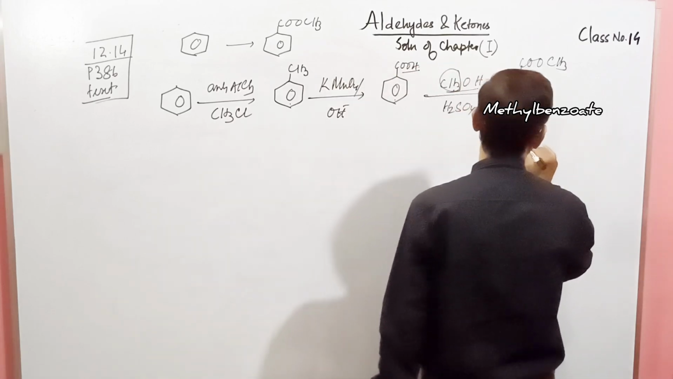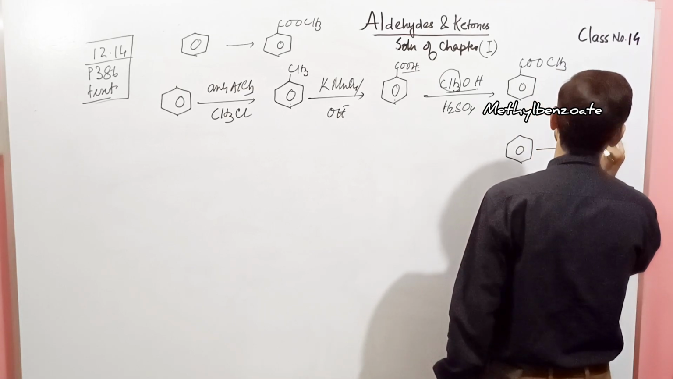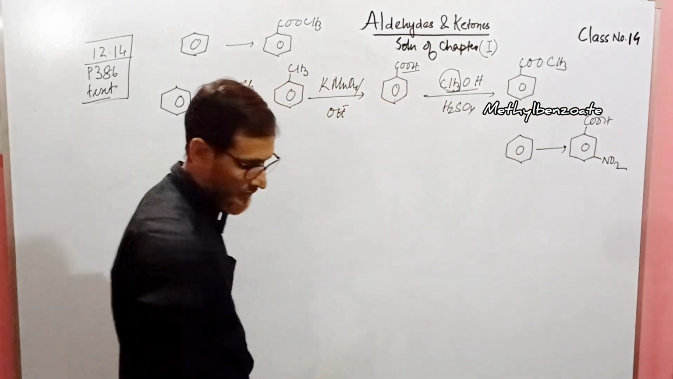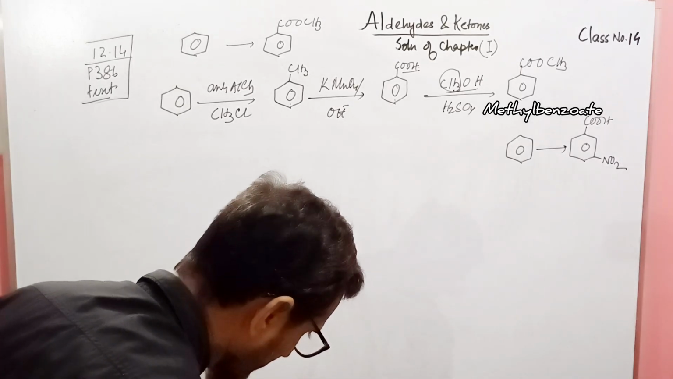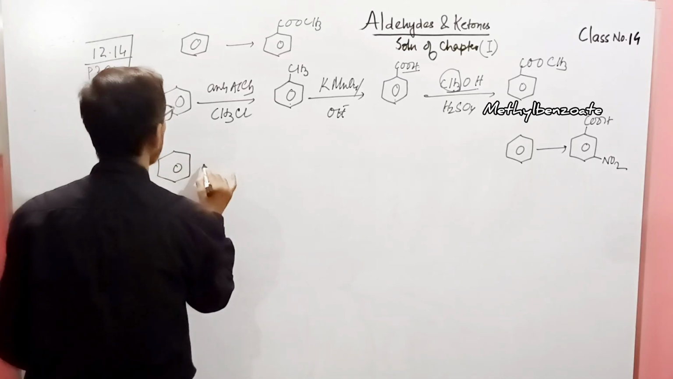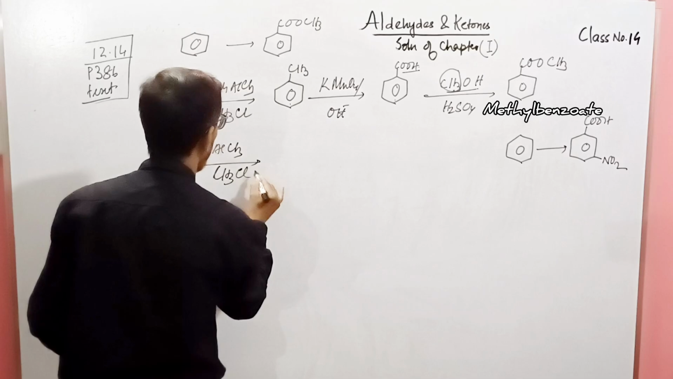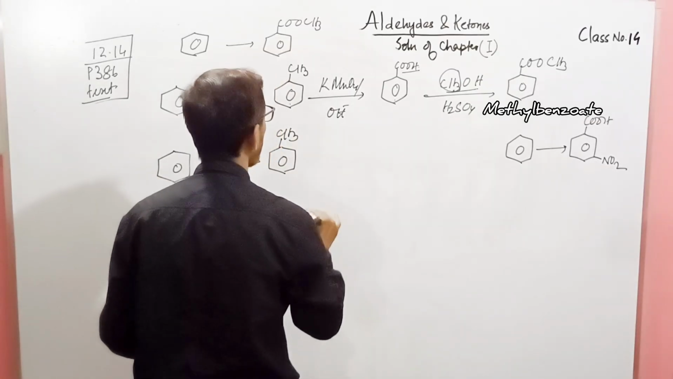So the second one is, you are asked to prepare metanitrobenzoic acid from benzene. Metanitrobenzoic acid from benzene. Take benzene and treat with CH3Cl, anhydrous aluminum chloride, Friedel-Crafts alkylation. Once again you will get toluene.